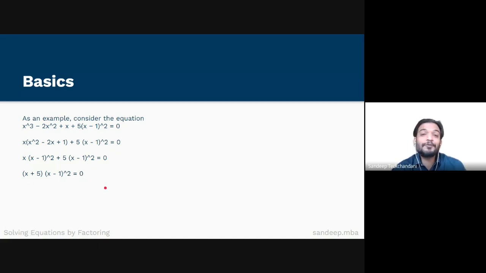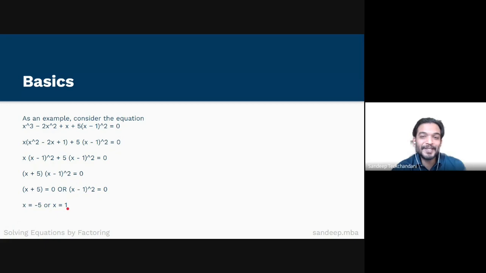If x plus 5 equals 0, then the value of x is equal to minus 5. In (x minus 1) the whole square equals 0, I will take square root on both the sides, and it will become x minus 1 equals 0. If x minus 1 equals 0, then the value of x is equal to 1. So x plus 5 equals 0 or (x minus 1) the whole square equals 0. Therefore, x is equal to minus 5 or x is equal to 1.